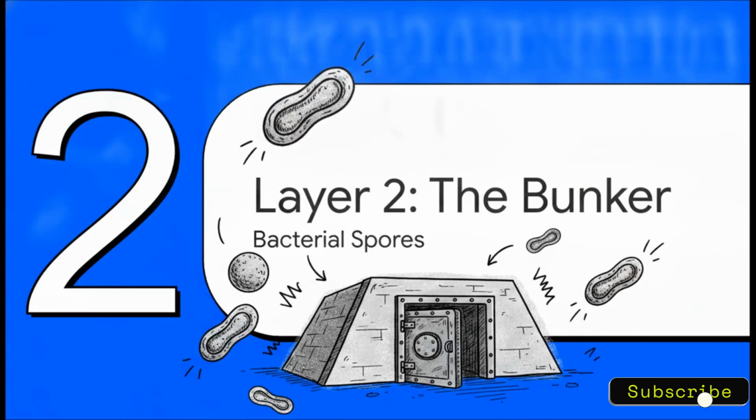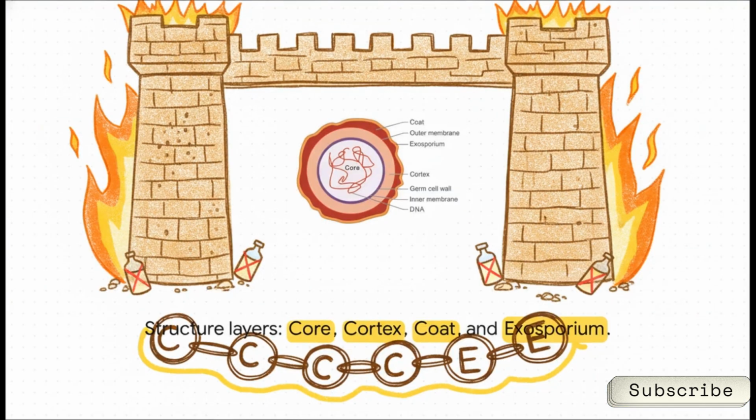All right, moving to Layer 2, the bunker. It's time to talk about bacterial spores and extreme survival. Listen, when nutrients run low and survival is on the line, bacteria build an absolute fortress. To remember these highly resistant spore layers from the inside out, just use the simple mnemonic CCCE. That stands for core, cortex, coat, exosporium. The core is the vault holding the precious DNA. Then comes the thick cortex, followed by the tough coat, and finally the outermost exosporium.